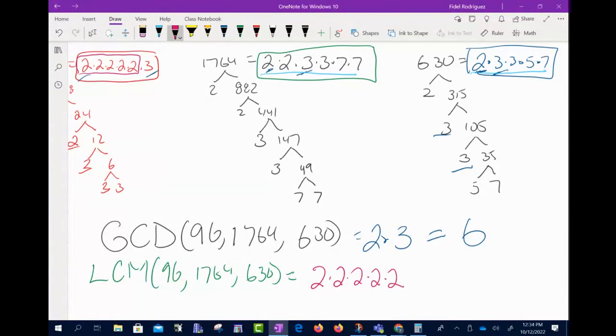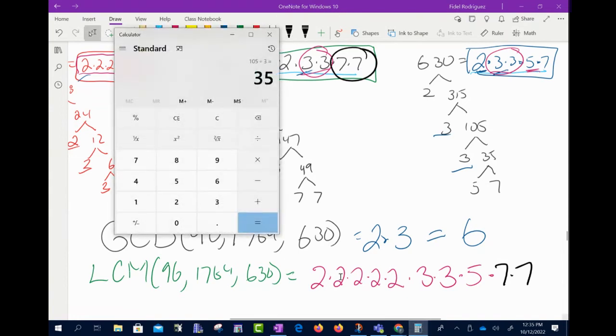Next, which one has the most 3s? Well, this one does, right? There's 2 there and 2 there. So the one that has the most 3s should be those, because there's more 3s here than there are over there. And which one has the most 5s? This guy does. There's a 5 right there. And which one has the most 7s? This one does. So let's try that out and see what we end up with.